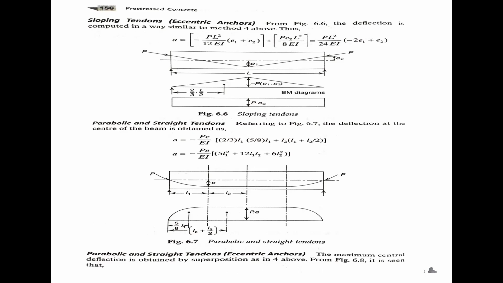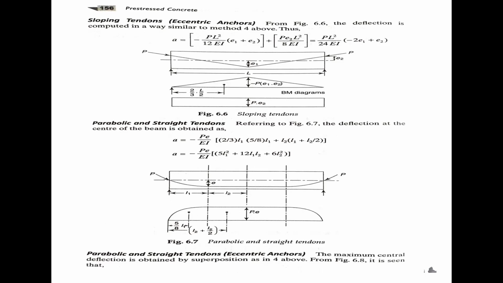For the example problems, I will explain how to calculate deflection for prestressed concrete members, so that we can resist the deflection. We mainly take the bending moment diagrams for the different types of tendon profile. Downward goes to positive, upward goes to negative. We have to take this in the problem.